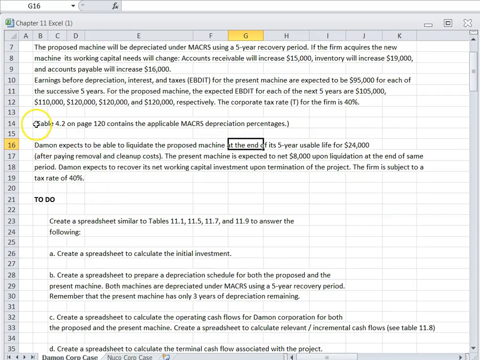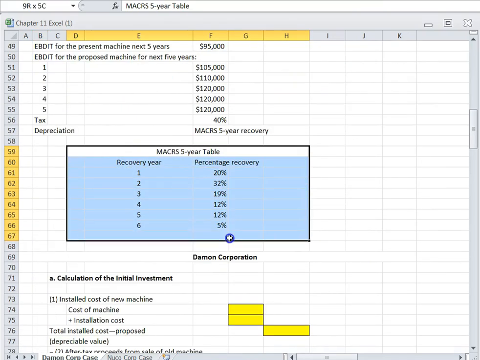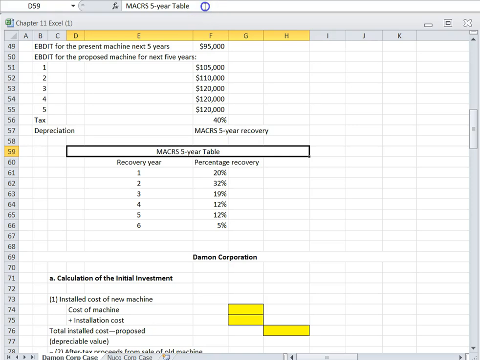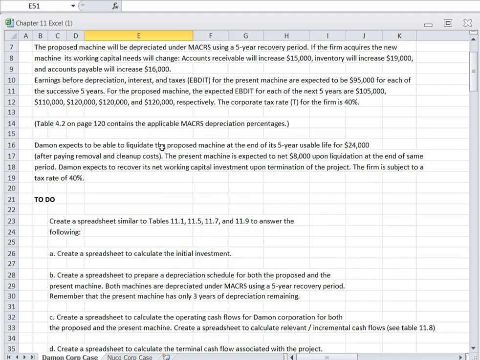Now I included this table 4.2, so if you scroll down, this is the table. So that table is included. It's also in your book.